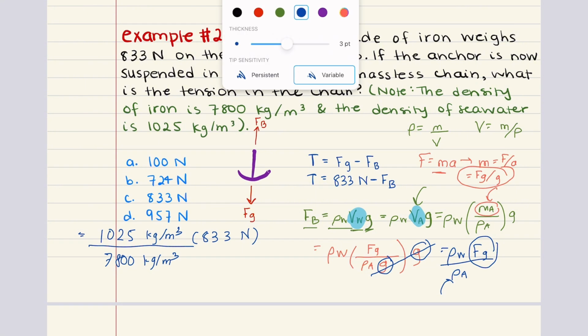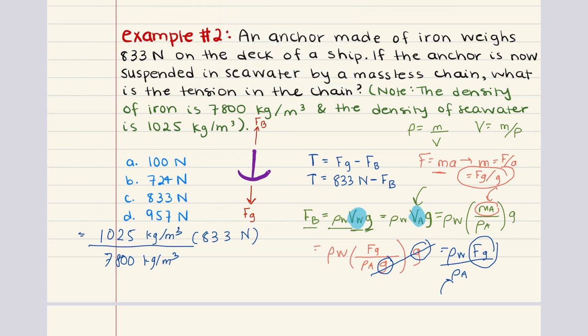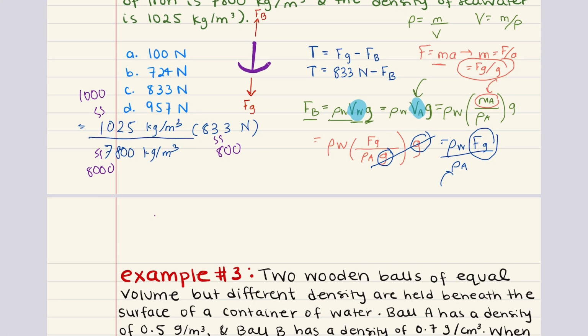Now, to calculate this without a calculator, we're going to do some approximations. We're going to round 833 to 800. We're going to round this to 8,000, and we're going to round this to 1,000. So now what we're left with is 1,000 divided by 8,000 multiplied by 800. Notice that the kilograms per cubic meter units cancel out, and what we're left with is just units of newton. So our final answer is going to have units of newton.